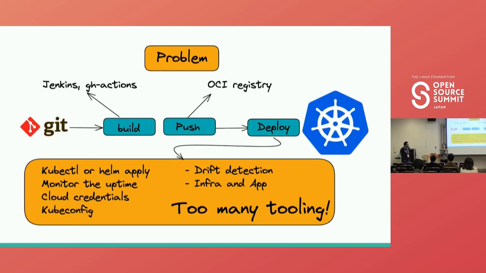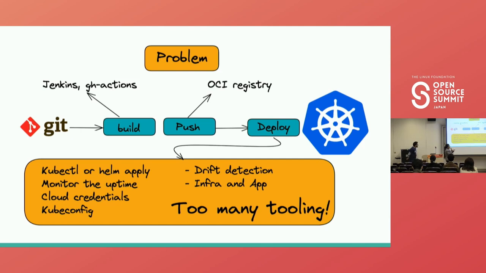Now moving to my problem, Saiyam. What was my problem? So what was happening is I created my application and pushed the code to Git. Now I built the application or code using tools like Jenkins and GitHub Actions. Now I prepared an artifact in the previous step and pushed that artifact to the OCI registry. Now, this is where I am facing my problem.